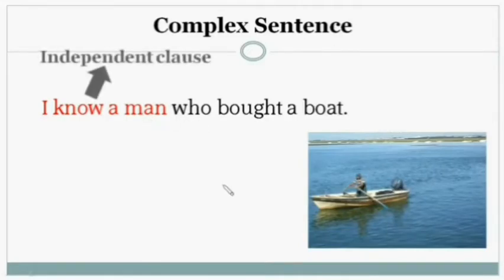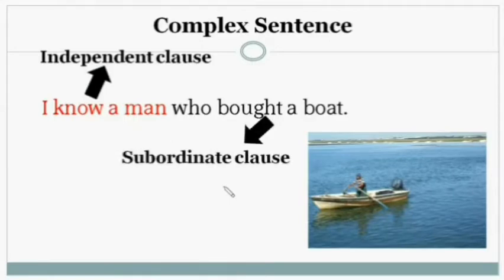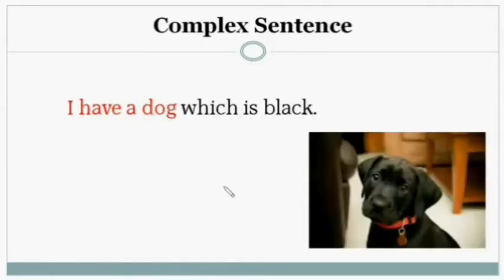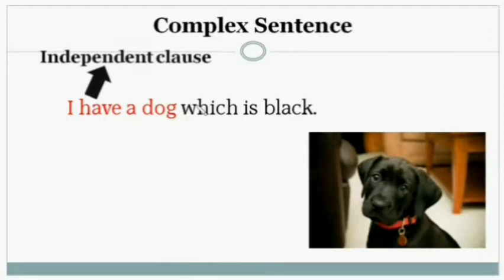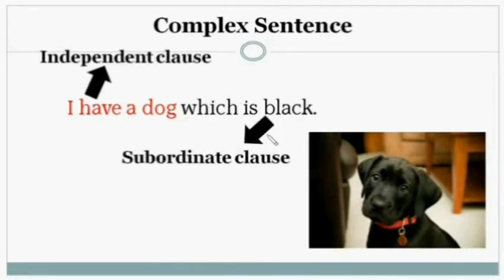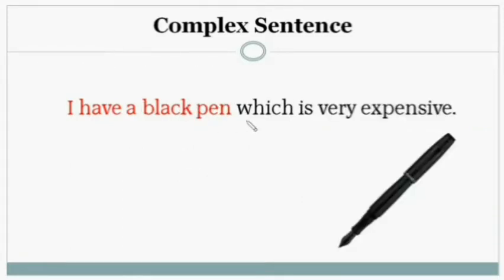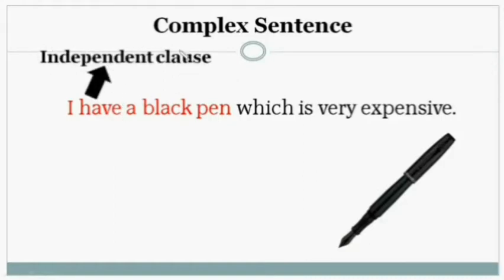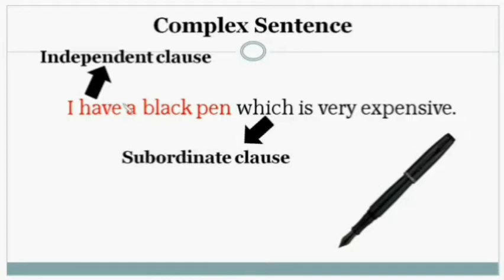I know a man, ये independent clause है, और who bought a boat, ये subordinate clause है. I have a dog which is black. I have a dog, ये independent clause है या main clause है, which is black, ये subordinate clause है. I have a pen which is very expensive. I have a pen, ये main clause है, which is very expensive, ये main clause के ऊपर dependent है.